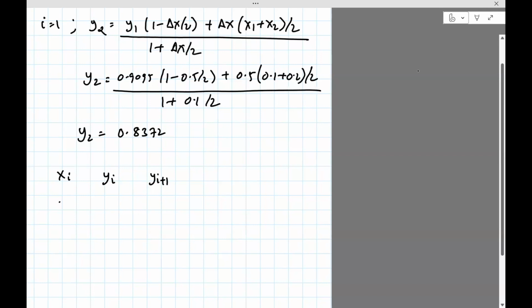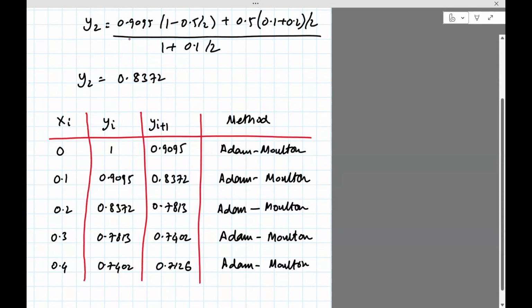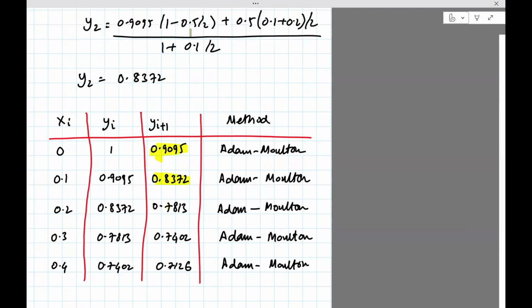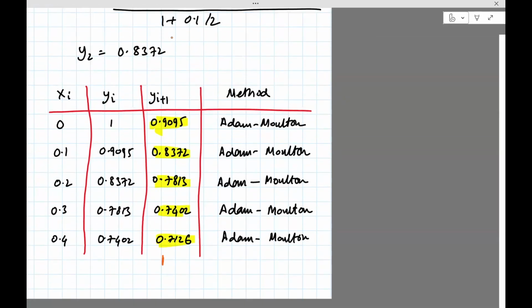We have 0, 0.1, 0.2, 0.3, 0.4. Okay, and in particular, if you want to check, the values which you want to report are these values. These are the ones we're interested in. This is the solution. So beyond the two I computed, just check the value.